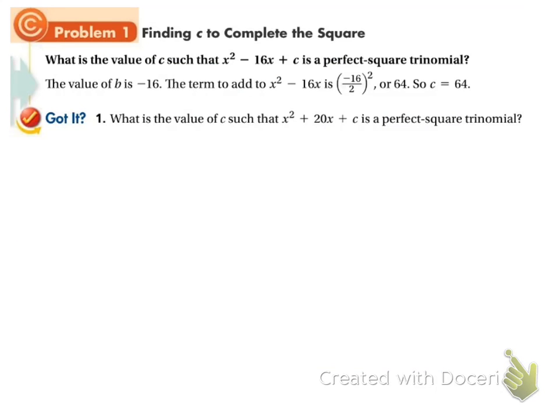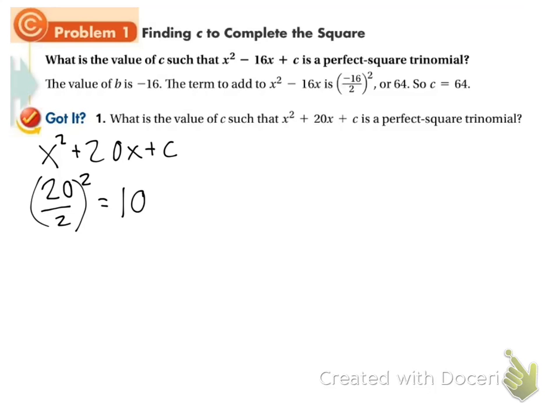So we're going to start out by figuring out what numbers we need to add to make it a perfect square. We've got x squared plus 20x plus c, and they want to know what value of c we need to make this a perfect square. What we need to do is take the number that's on the x, divide it by 2, and square it. So this is 10 squared, which is 100. So our c needs to be 100. We need to add 100 to make this into a perfect square trinomial.